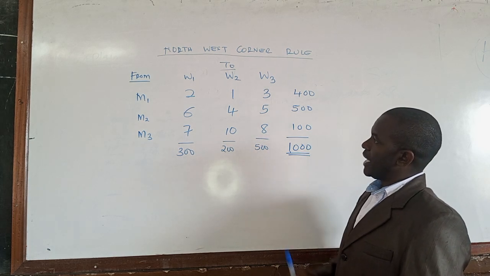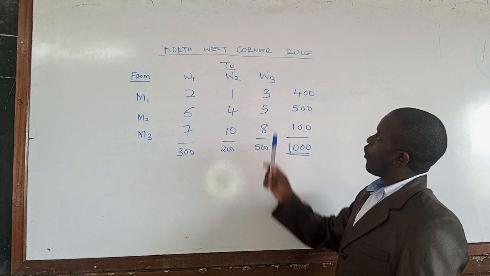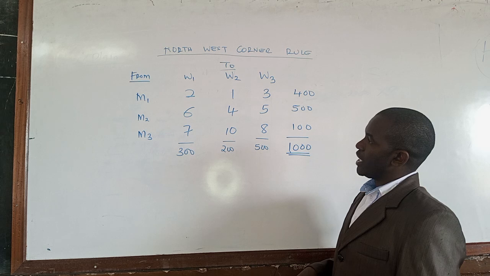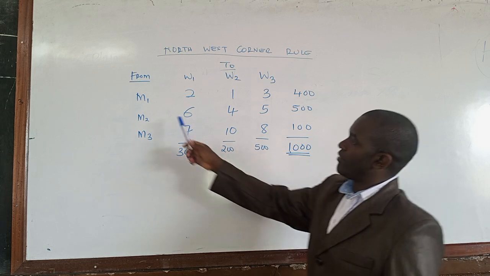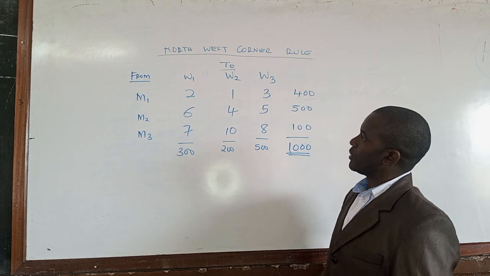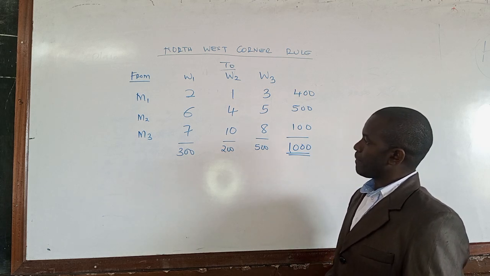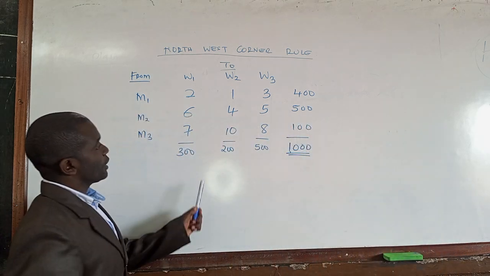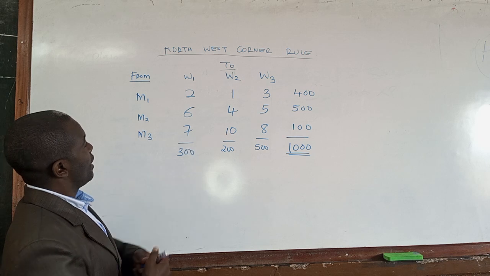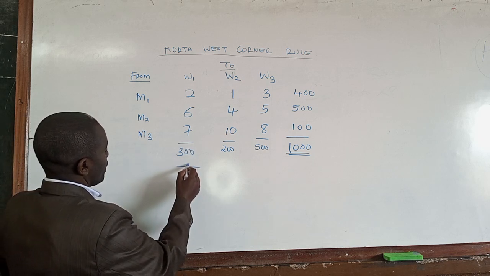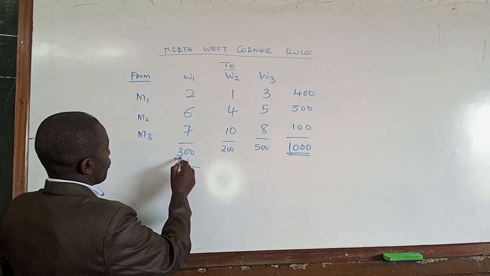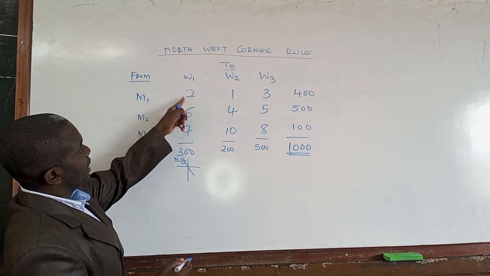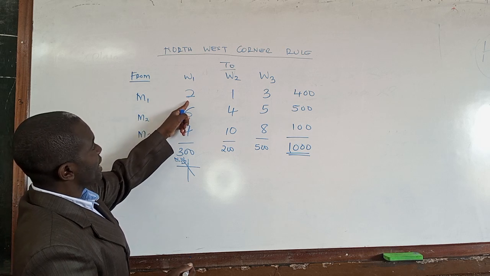The examiner is asking us to use the northwest corner rule to show how the units will be transported from the 3 manufacturing plants to the warehouses W1, W2, and W3. How do you go about that? Now, the northwest corner rule tells us to start at the northwest corner. If you have to draw here, the northwest is here. So we start at the top left corner number, which is 2. So we are starting to assign at 2.